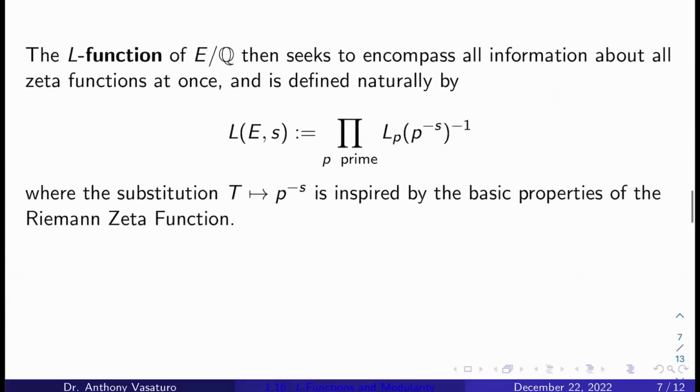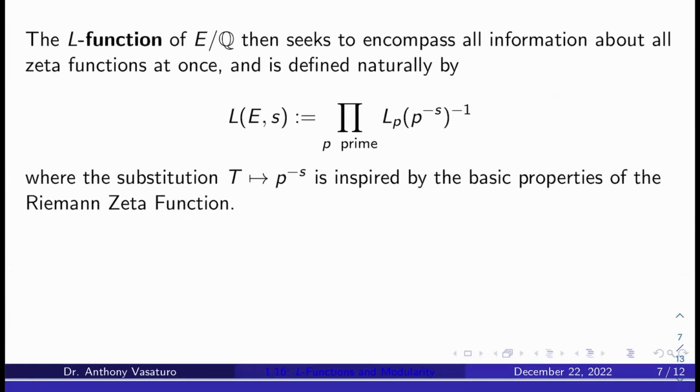So, what is the L function of E over Q? Well, the zeta functions are just taking care of what happens mod P for one prime P at a time, right? The L function of E over Q seeks to encompass information about all zeta functions at once. And so what you do is you define L(E, s) to be the product over the primes P of the local L factors L_p evaluated at p to the negative s, and then you take the reciprocal. Now the substitution where you plug in p to the negative s for t here is motivated by basic properties of the Riemann zeta function that I won't go into.